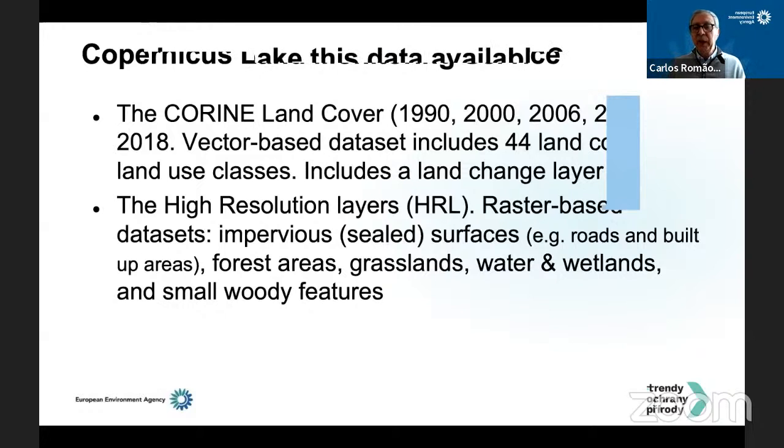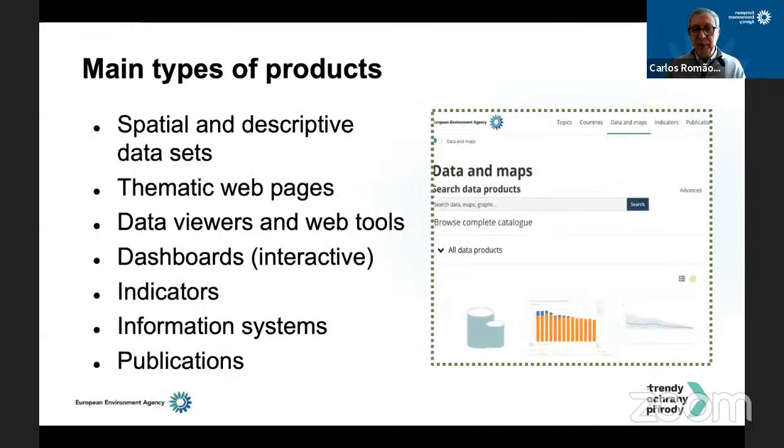So I wanted now to give an overview of how we make this data available. In some of the slides I've presented before, you could already see what was available and how we make this information available, but I'll briefly go through it. So we have both spatial and descriptive data sets that are available in our data service and can be downloaded. We have thematic web pages, data viewers, web tools, dashboards. If you remember the images from the invasive alien species and the derogations, those were dashboards, which are interactive because you can play with them and filter the information you want.